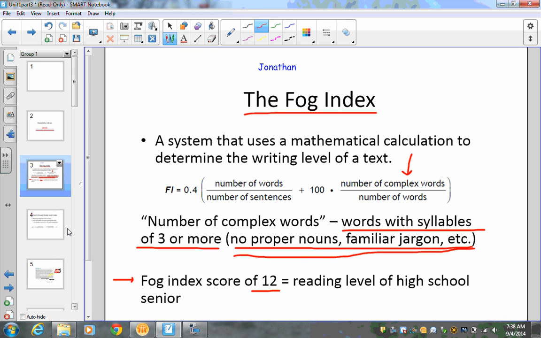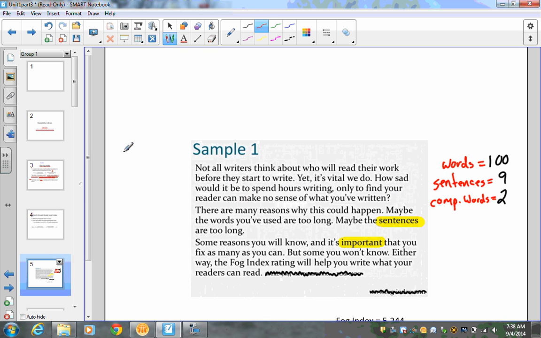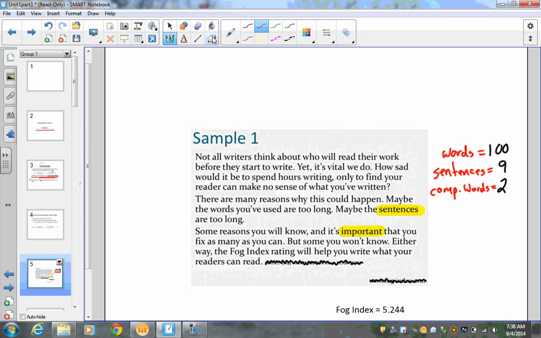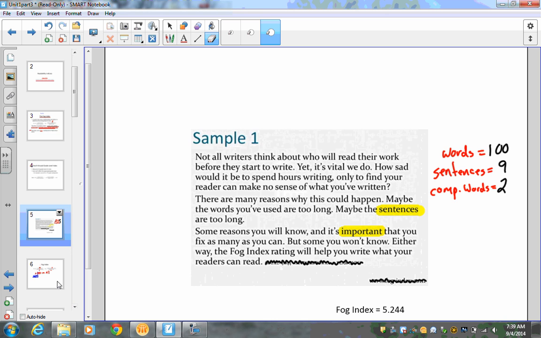Well, I'm probably confusing you, so let's go ahead and start with the first example. All right, sample number one. I went ahead and took the time to figure out how many words there are, which is 100, how many sentences there were, which is 9, and how many complex words there are, which were 2. Now remember, a complex word is a word that has 3 or more syllables. If you need to pause the video so you can actually count, feel free to do so. If not, we're just going to keep going.